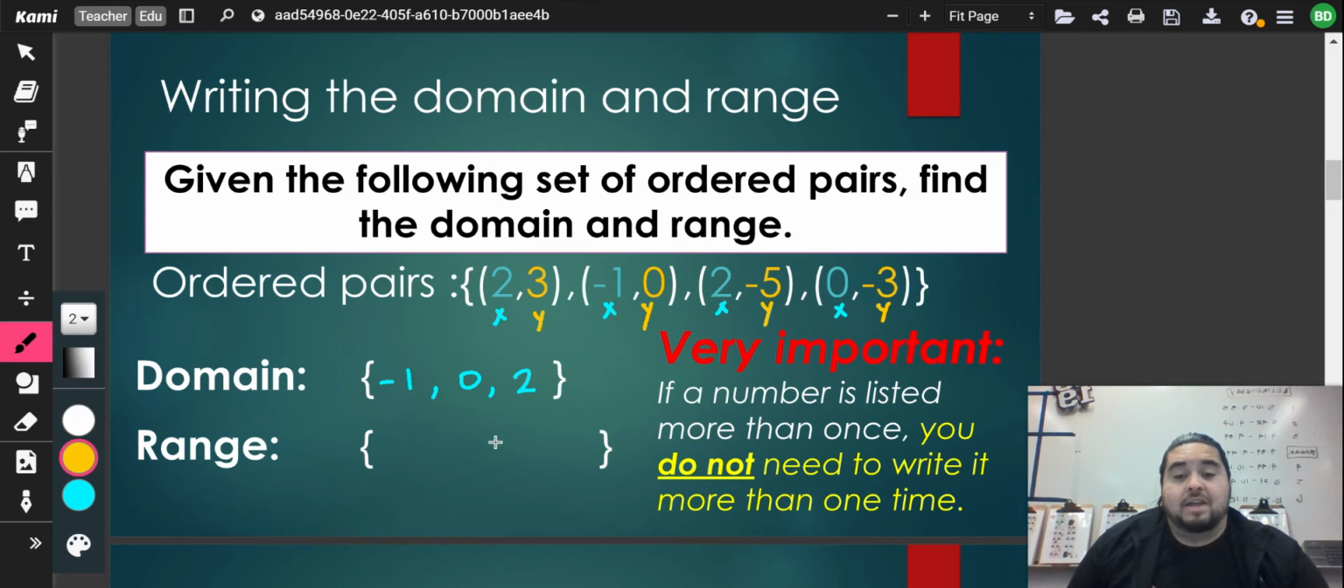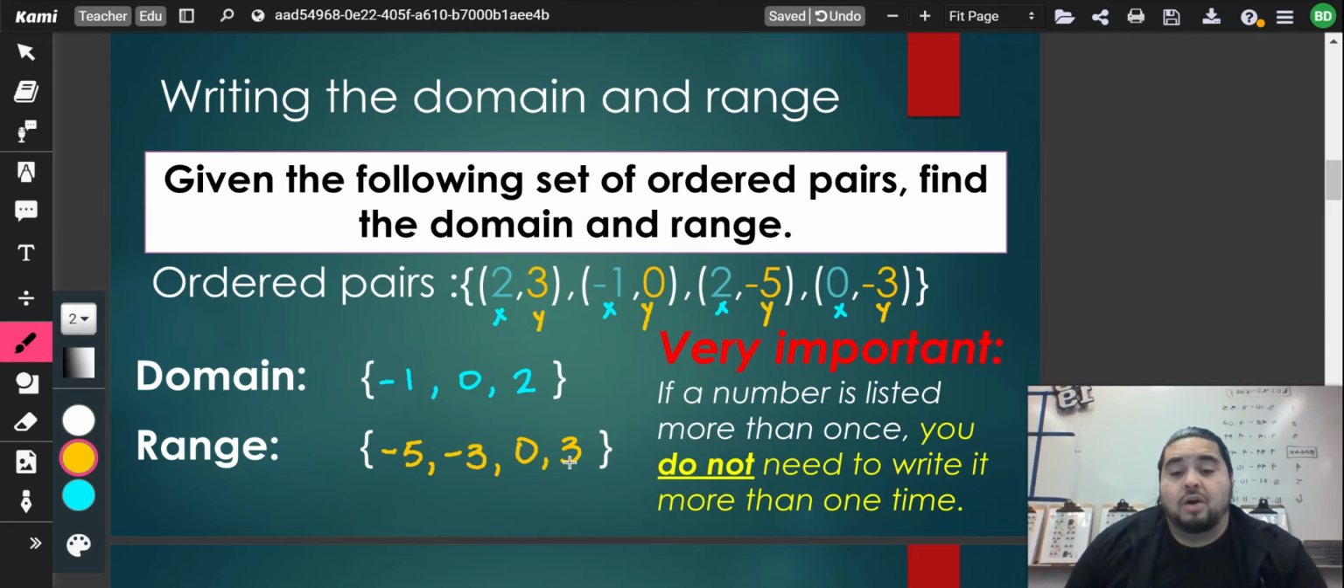So our possible y values, we have 3, 0, -5, and -3. Again, we're going to write them in order from least to greatest. So I start with -5. Then I have -3. Then I have 0 and +3.